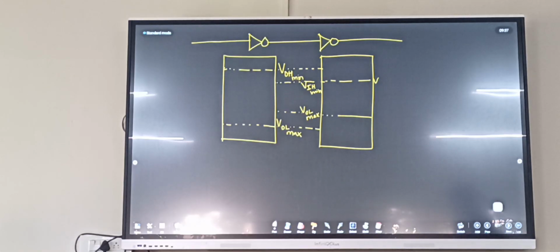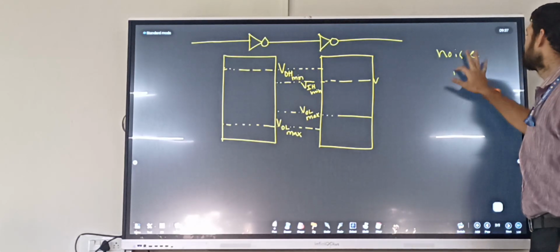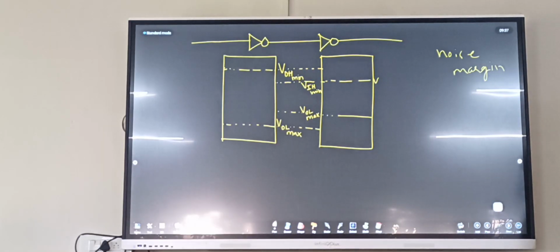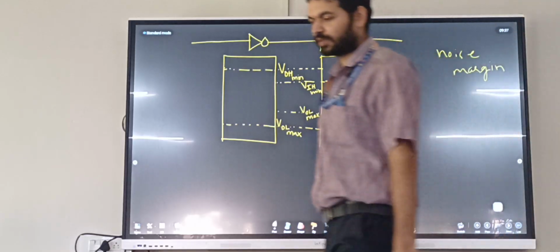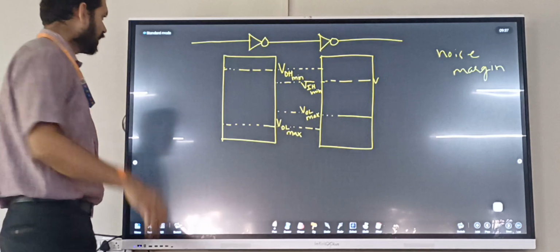Next topic is noise margin. So what is this noise margin and what do you understand from this?